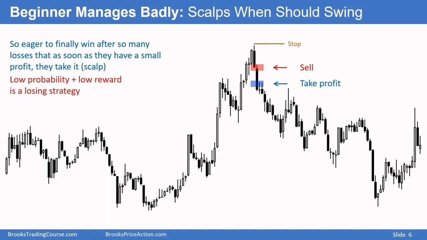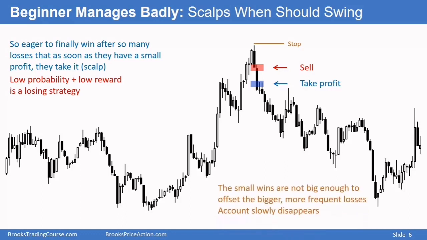Low probability plus low reward is a losing strategy. It's a negative trader's equation. If you're going to take that trade, you have to be swing trading. You need an occasional big win to offset the frequent small losses. So to get a positive trader's equation when you're taking a low probability trade, you need a big reward. You have to be swing trading.